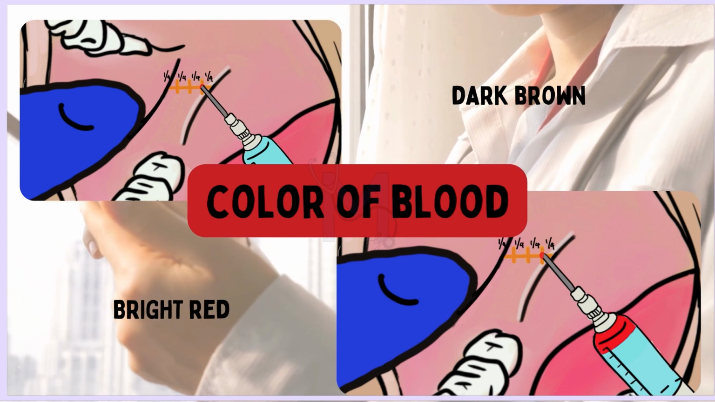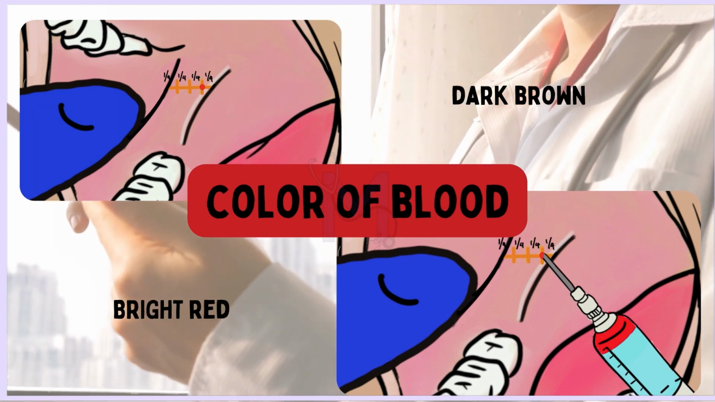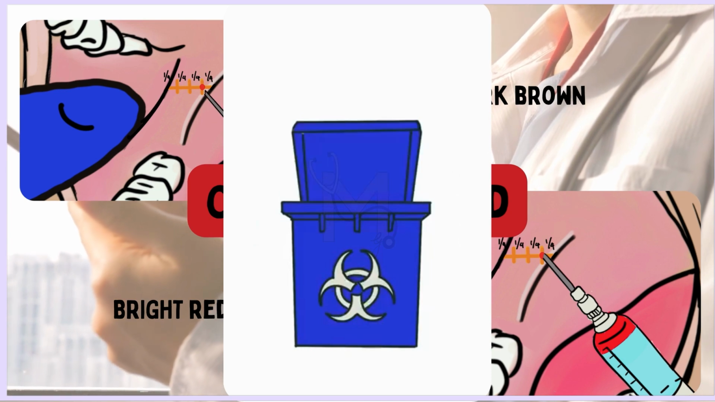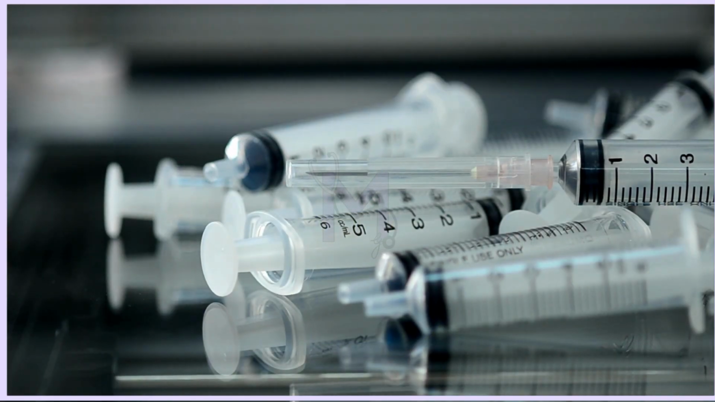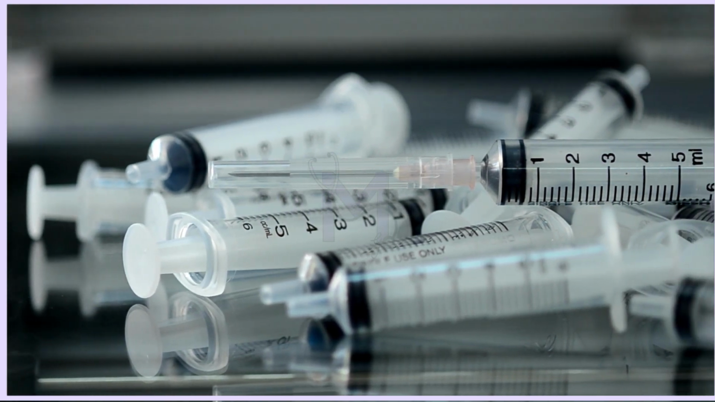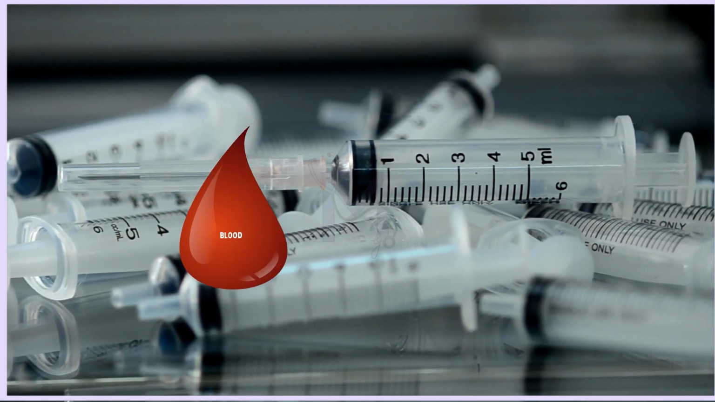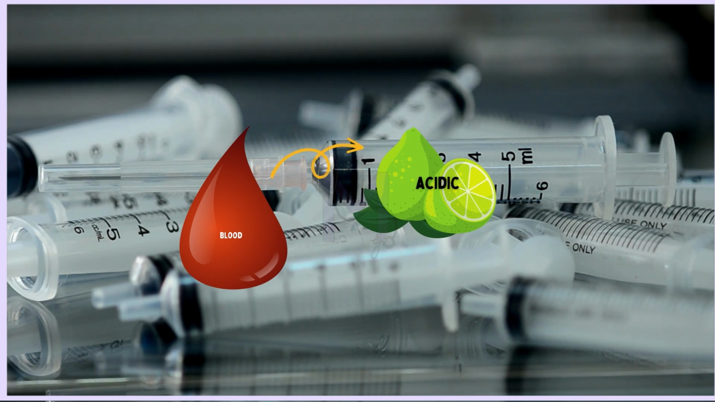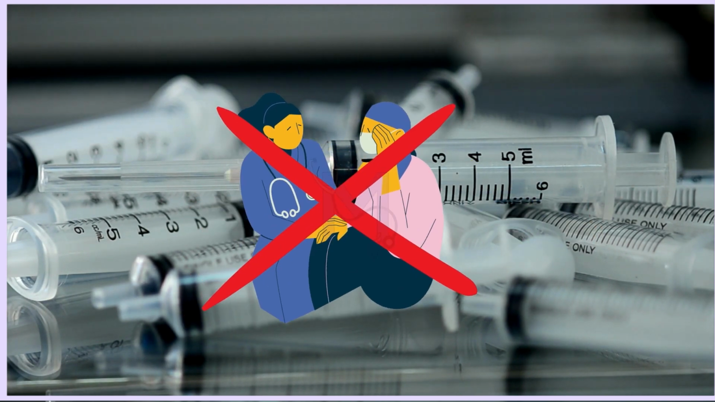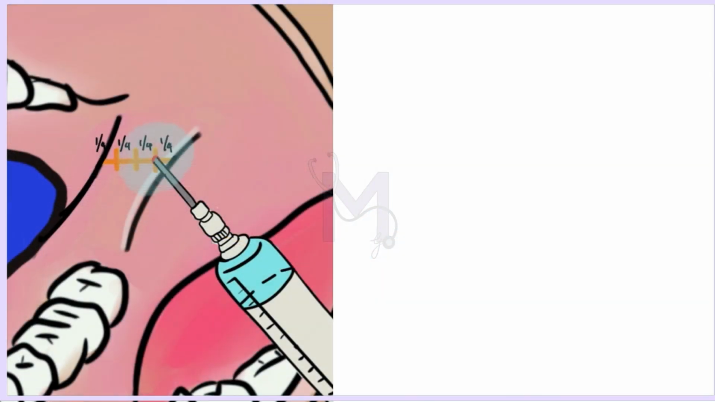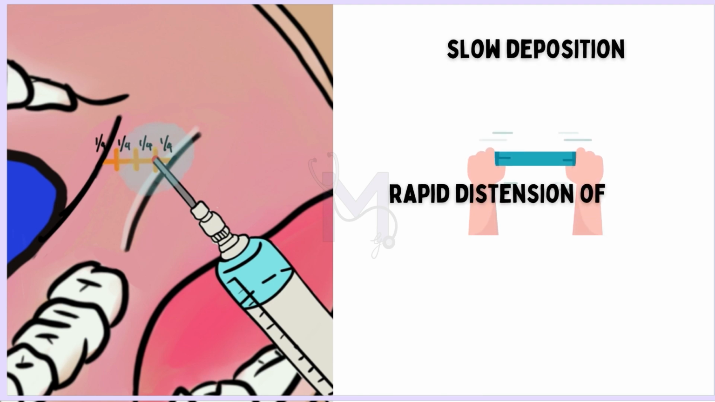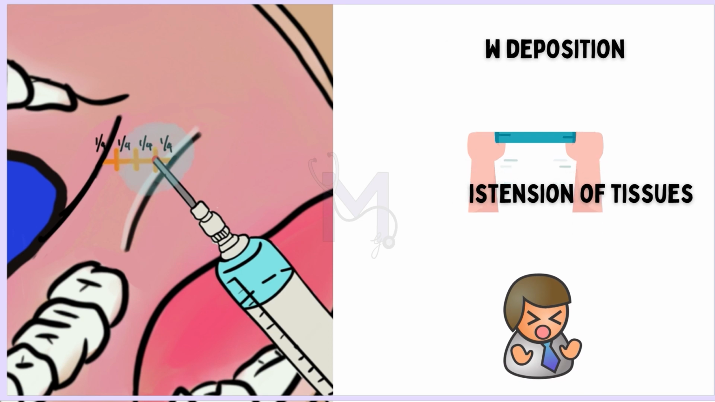If positive aspiration is achieved, the syringe should be discarded and a new local anesthetic syringe must be used to aspirate again. Using the old syringe will not tell us if negative aspiration is achieved due to presence of blood in the syringe, and blood is acidic in nature. Therefore, local anesthesia will not act as it works in alkaline conditions. Another important point to know is that the solution must be deposited slowly. Otherwise, there will be a rapid distension of tissues which ultimately will cause pain.